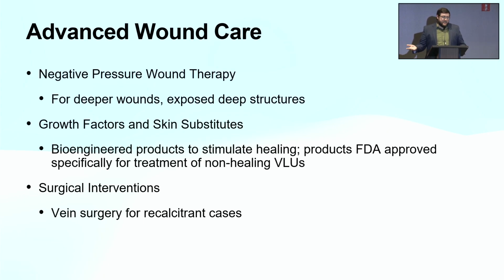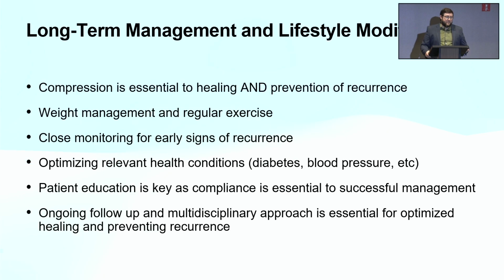Advanced wound care options that are available include negative pressure wound therapy, or VAC, trade name, growth factors and skin substitutes, that was touched on briefly earlier, thank you. And then surgical intervention, referral to our vascular colleagues is often an option. Usually it's after exhaustion of conservative means and patient failing conservative therapy.